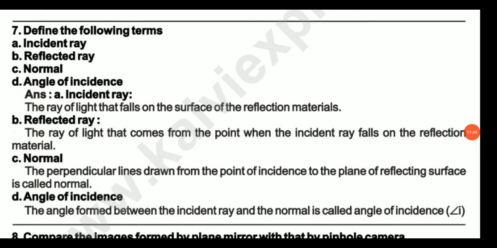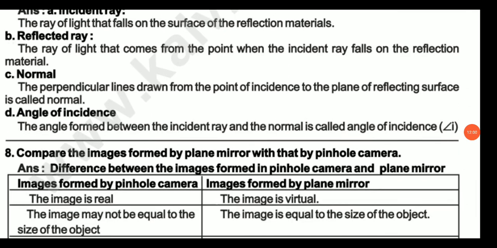Normal, the perpendicular line drawn from the point of incidence to the plane of the reflecting surface is called the normal. Angle of incidence, the angle formed between the incident ray and the normal is called the angle of incidence, which is denoted by angle I.